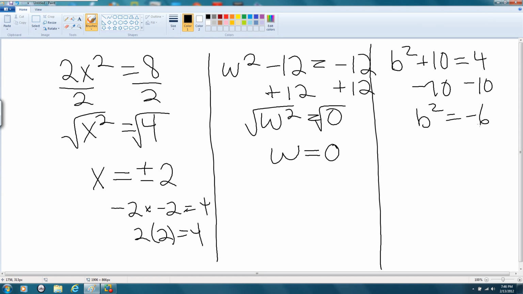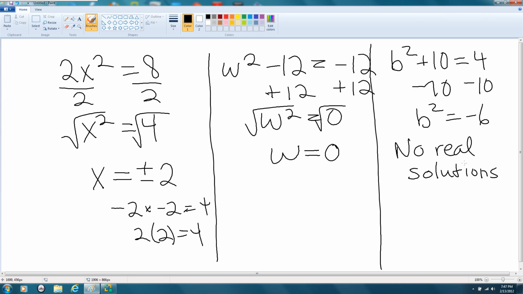Well, I start taking the square root, but we can't take a square root of a negative number, at least not as we know it. And so, because you can't do that, there are no real solutions. A few years down the road, you'll learn that there's something called imaginary numbers also. So there are some imaginary solutions.